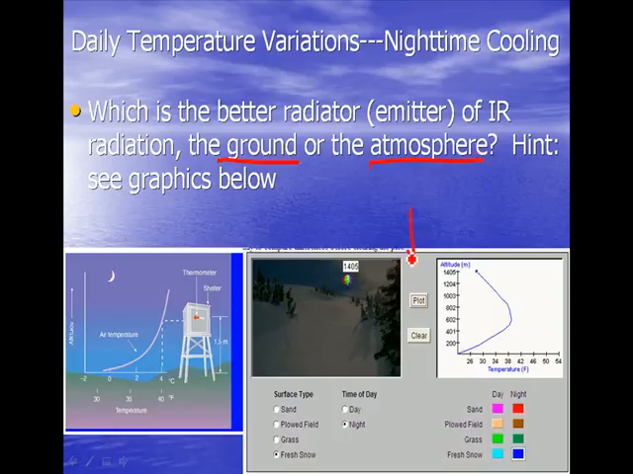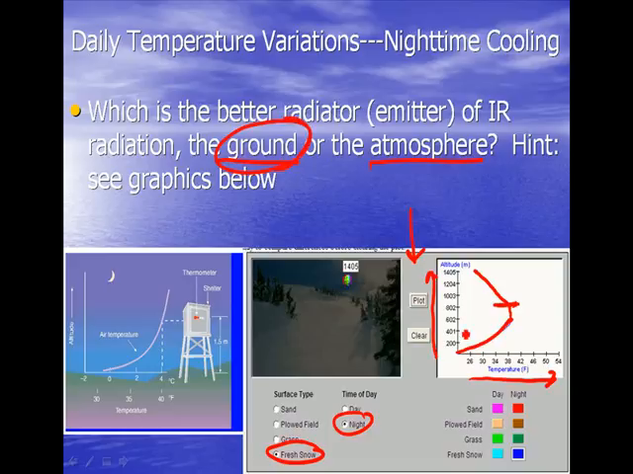Now this particular graph here is from RadSim, and this is over a freshly packed snow surface at night. And notice, right at the surface, again this y-axis being altitude in meters and temperature in Fahrenheit on the x-axis. Notice that temperature is increasing rapidly as we go from the surface and then begins to decrease once we reach this point up here. So what do you recall? Well, from this particular example, you would say that the ground is a much better emitter of infrared radiation. And we see this because the ground right near the surface is the coldest part. In other words, it's emitting most of its radiation.